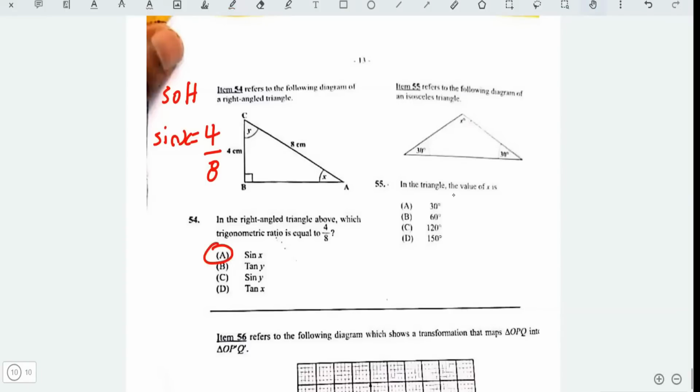55. In the diagram above, find the value of x. This is 30 degrees. This is 30. This is x. So 30 plus 30 is 60. So x plus 60. And angles in a triangle sum to 180. So x must be 120 degrees because angles in a triangle sum to 180.